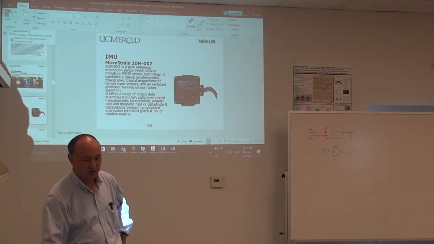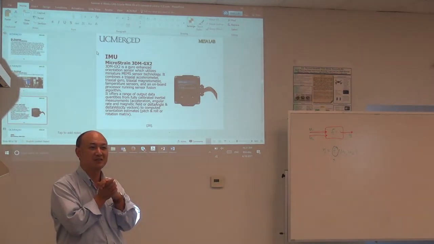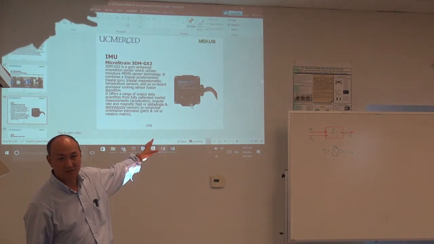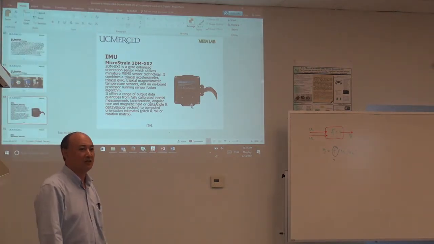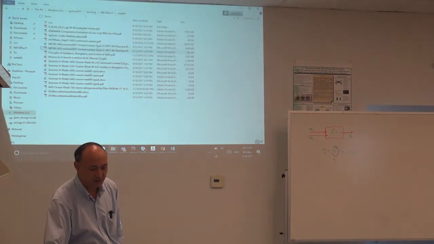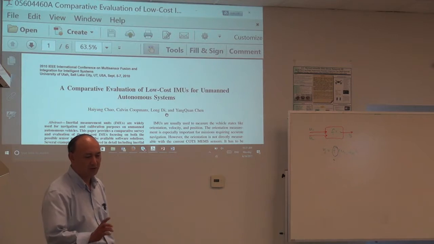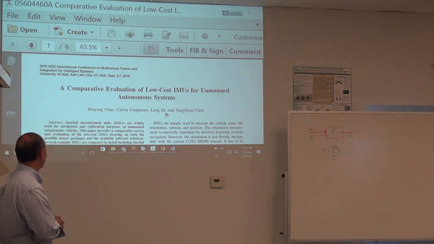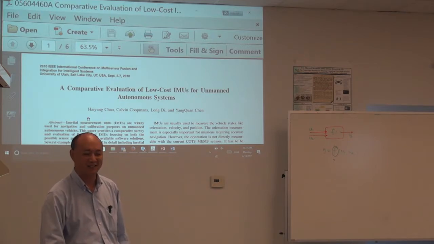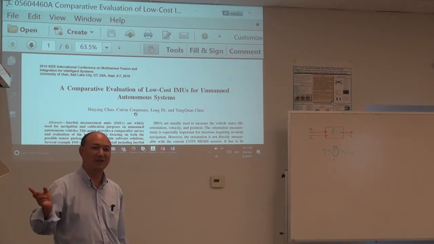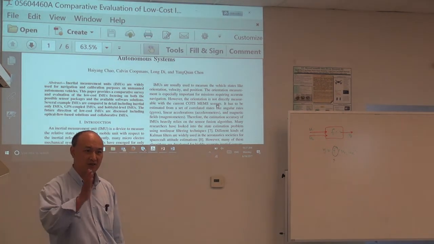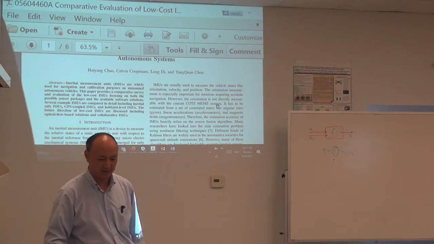Thank you. Okay, good. So now everybody knows what an IMU is? Okay, I'm not going to explain that. But do you know this price is $1,500? It was, five years back. Even today, it's still very expensive, and IMUs have different grades. Let me show you one thing here. In 2010, we published a paper evaluating low-cost IMUs for unmanned air systems. I met Haiyang and Calvin Kuhnman this time in Miami. It was a very good reunion. I'm not going to go through the details, and you can read the state of the art review from 2010.